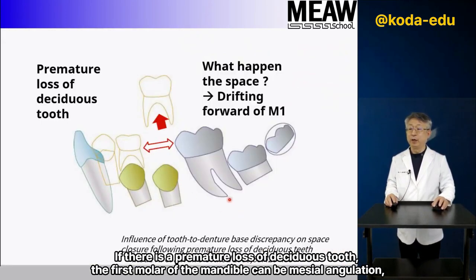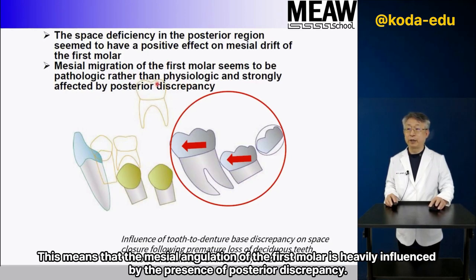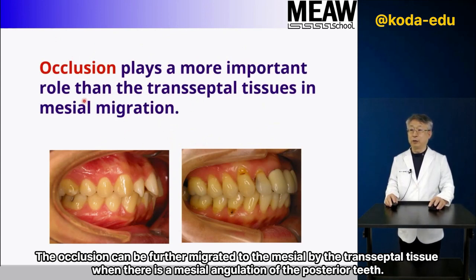If there is a premature loss of a deciduous tooth, the first molar of the mandible can become mesially angulated. And if the patient has posterior discrepancy, the mesial migration of the first molar will tend to be pathologic rather than physiologic. This means that the mesial angulation of the first molar is heavily influenced by the presence of posterior discrepancy. The occlusion can be further migrated to the mesial by the transseptal tissue, when there is a mesial angulation of the posterior teeth.